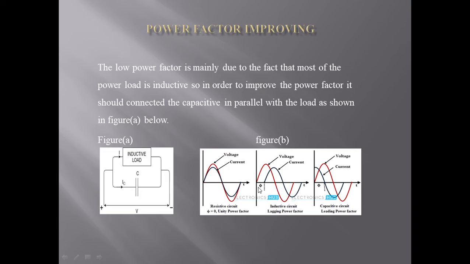As you see in figure B, this is a resistive circuit. In the resistive circuit, voltage and current rise and fall at the same time. In this resistive circuit, the power factor is equal to 1, and this is the best power factor. And what is the resistive load? Anything that produces heating, like water heating and clothes. This is the resistive load.